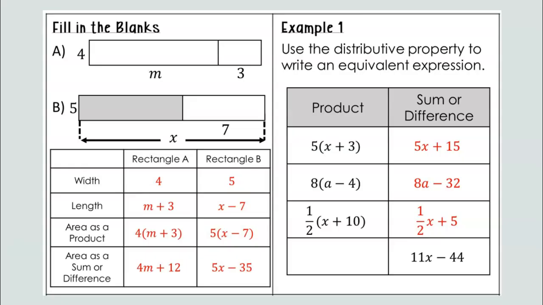Now we're working the other way, and we need to find a factor that works for both 11 and 44 to pull out of the equation. So 11 goes into 44, which means 11 is the common factor. If we pull 11 outside of the parentheses, we're left with x minus 4 inside the parentheses.